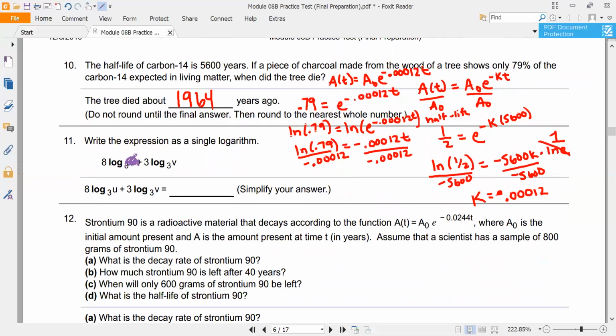Okay, for number 11, we're putting the logs back together. So the first step when you're doing that is to put the powers in front back up as exponents. So this would be log 3 of u to the 8th plus log 3 of v to the 3rd. And then when you have a plus between them, it becomes 1 log, and you multiply the inside. So u to the 8th times v to the 3rd. And that's as far as you can go.